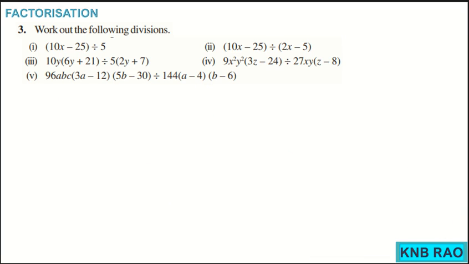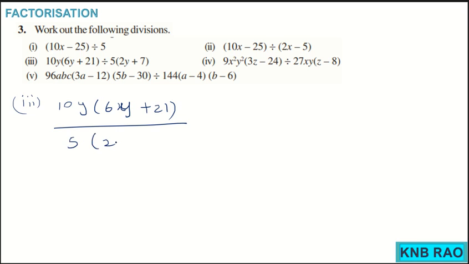Coming to the question number 3. See, in question number 3, 10 times y of 6y plus 21 upon 5 times of 2y plus 7. Try to observe, children, whenever we have other than monomial in the divisor, compulsorily go for the factorization. So go for it, factorization. So factorize the dividend.